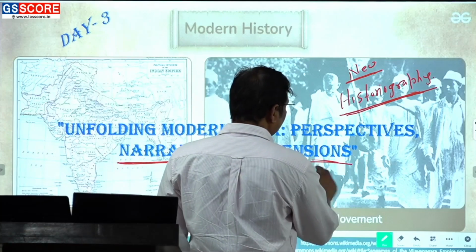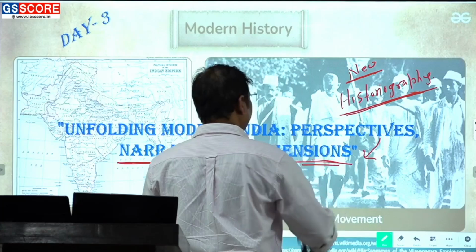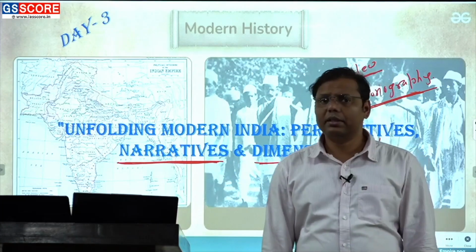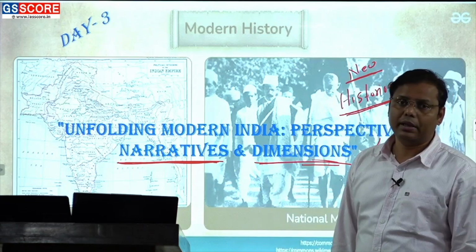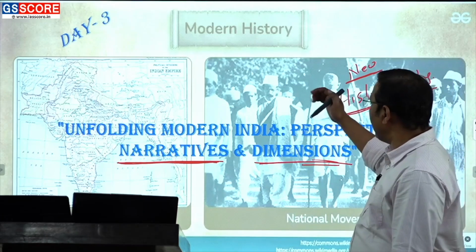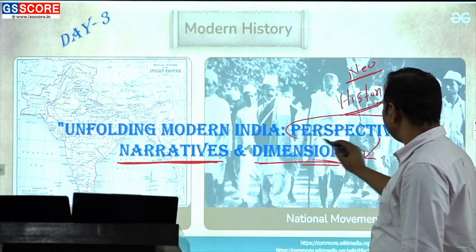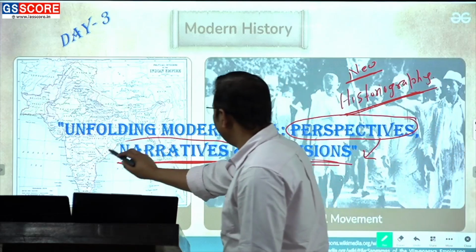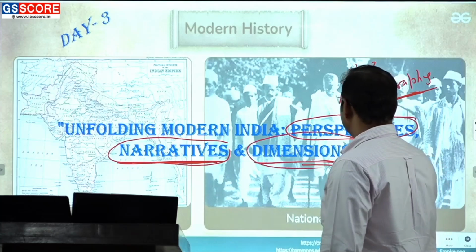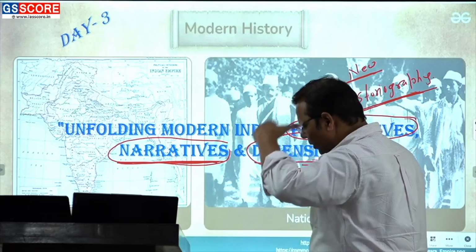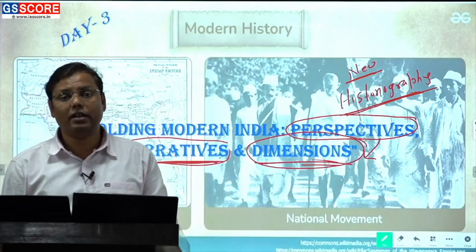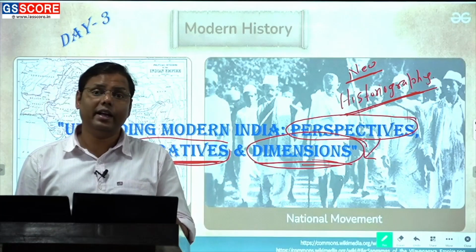And then finally, it comes to the dimensions. That is not very different from the perspectives; rather, it is very much part of the perspectives only. But there are new dimensions being hunted by the scholars, and that's how these new dimensions are becoming important for you. So while understanding modern India, these are three different things you have to keep in mind: perspectives, then the narrative, and the various dimensions. If you have these three words in your mind, then most probably you'll deal with modern Indian history in a very different way.